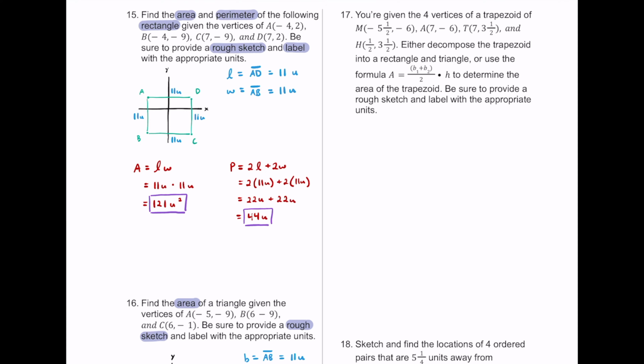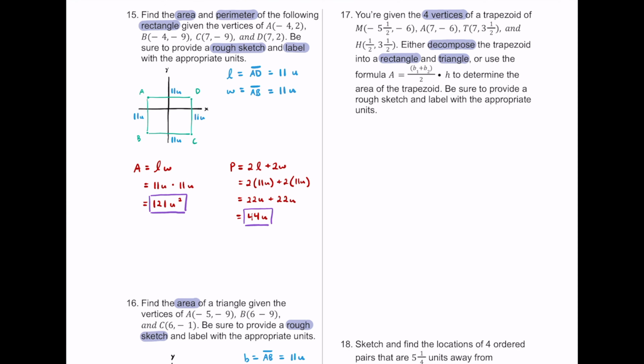For 17, we are given 4 vertices, or the 4 corners of a trapezoid, and we are going to use one of these two methods. So we have these points. We can either decompose, which means break it down. We can break down trapezoids into rectangles and triangles, which we do know how to find the areas of. Or you can use this fancy formula, which is to find the area of a trapezoid. You basically average the 2 parallel sides, or average the 2 bases, and then multiply that by the height.